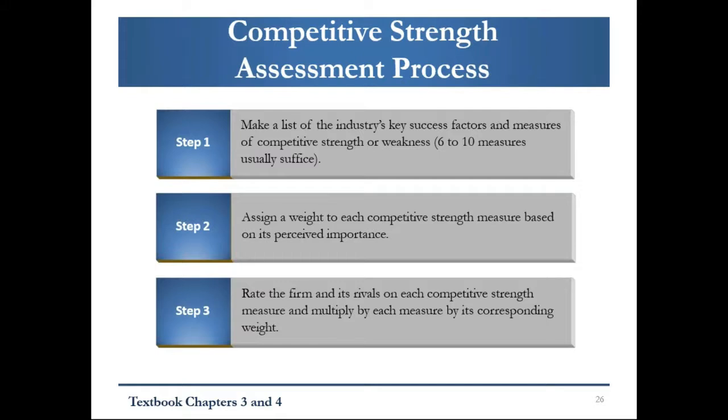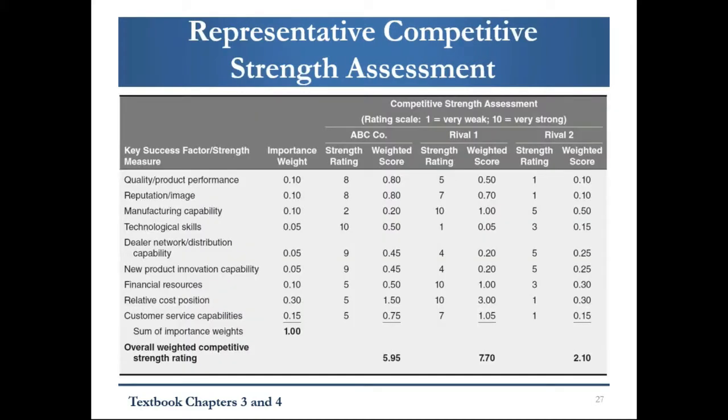You assign a weight to each factor based on its perceived importance. So you list the key success factors in order of priority, and then you assign a weight to each one. Then you rate the firm and its rivals on each measure and multiply each to get an overall weight. So let's take a look.